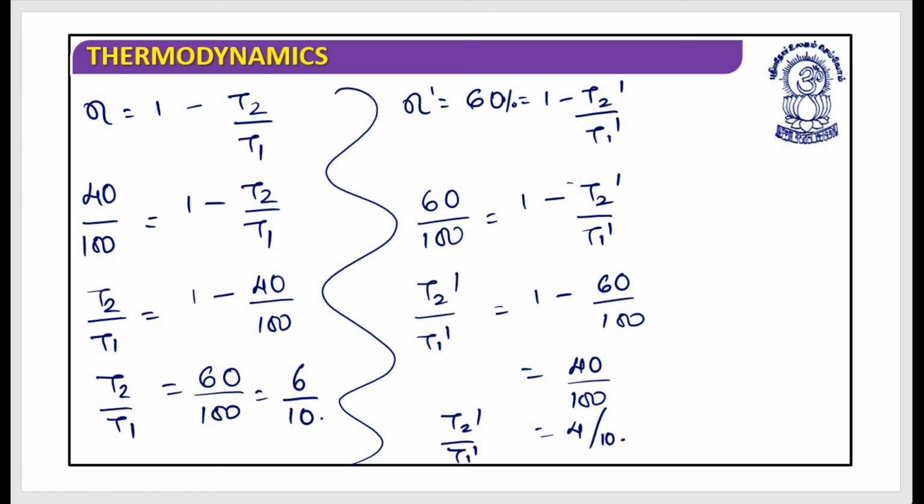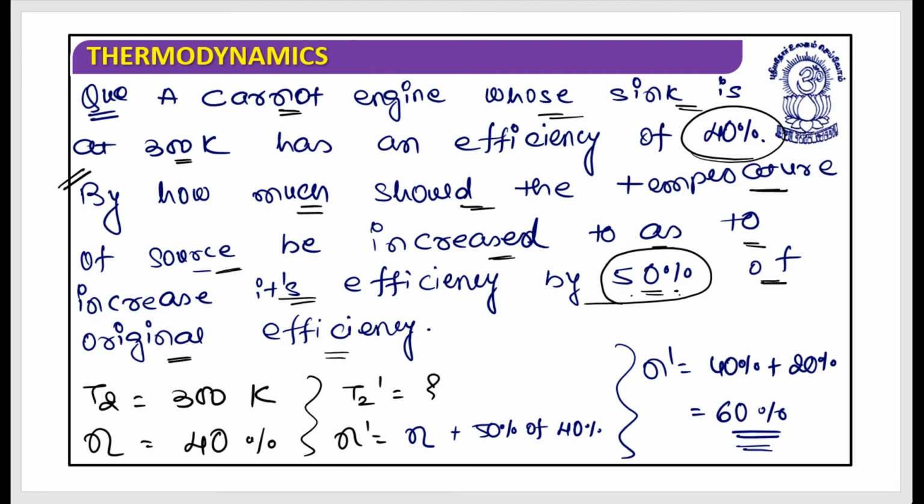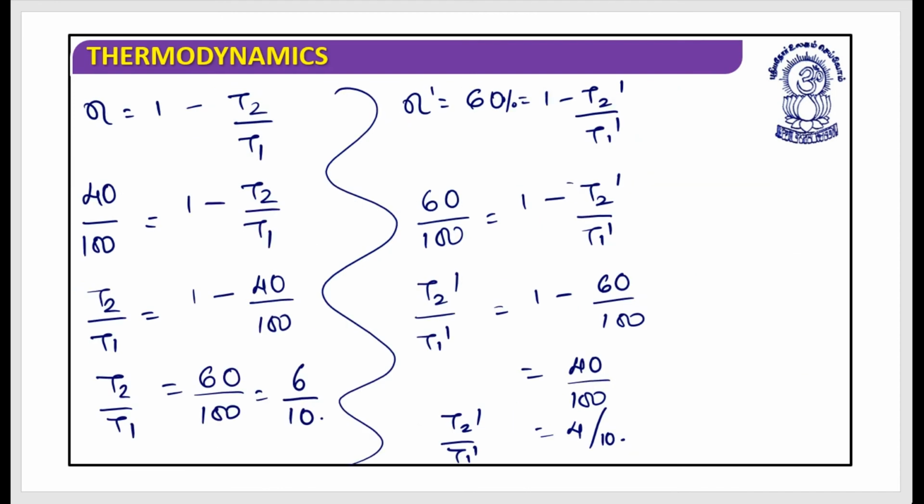Now you have changed only the temperature of the source. That means T1 dash, the temperature of the source, has been changed. I made a mistake over here. The temperature of the source has been changed, and there is no effect on the temperature of the sink. So T2 dash would be equal to T2 itself. I hope this is clear. So we have this relation: T2 dash by T1 dash is equal to 4 by 10. I hope this is clear.